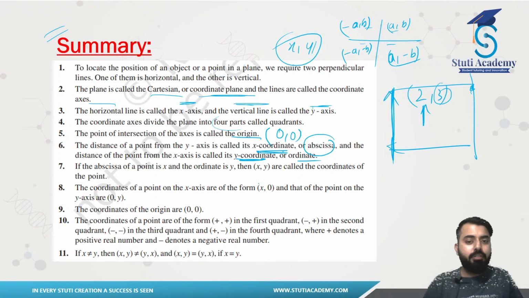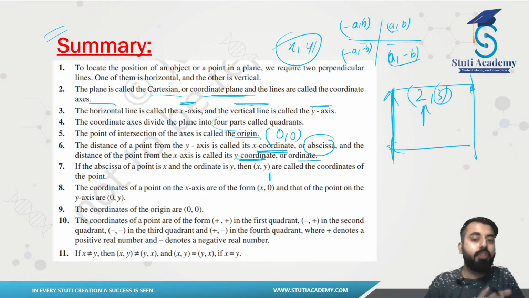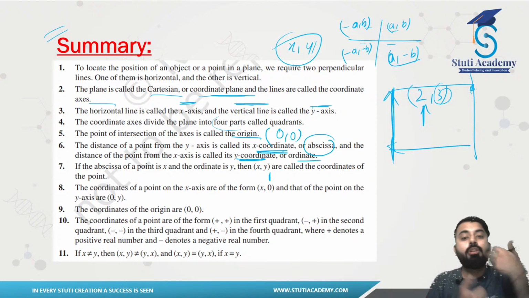Then if there was no value of an axis given in a coordinate, that means that value was 0. The point will be lying on the opposite axis. If x was 0, the point will be on the y-axis. If y was 0, the point will be on the x-axis. If x was 0, the point will be on the y-axis.